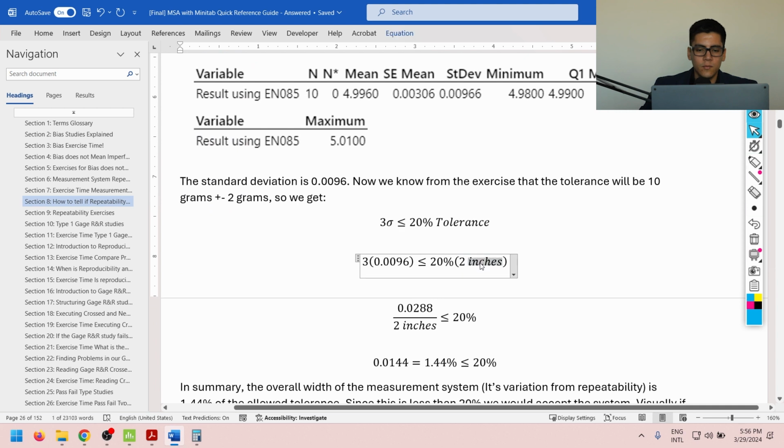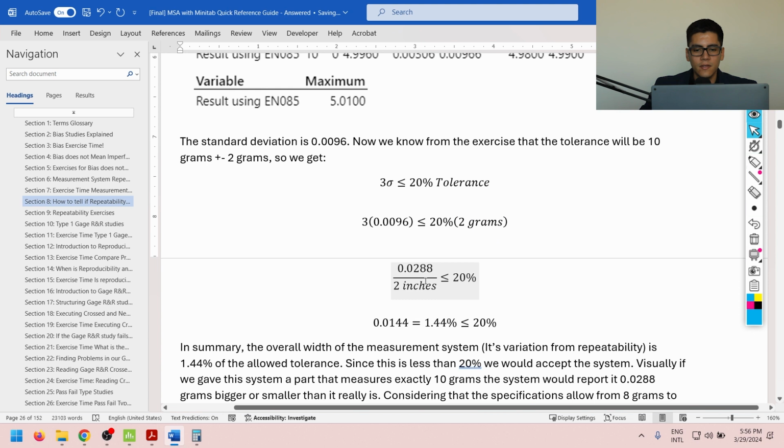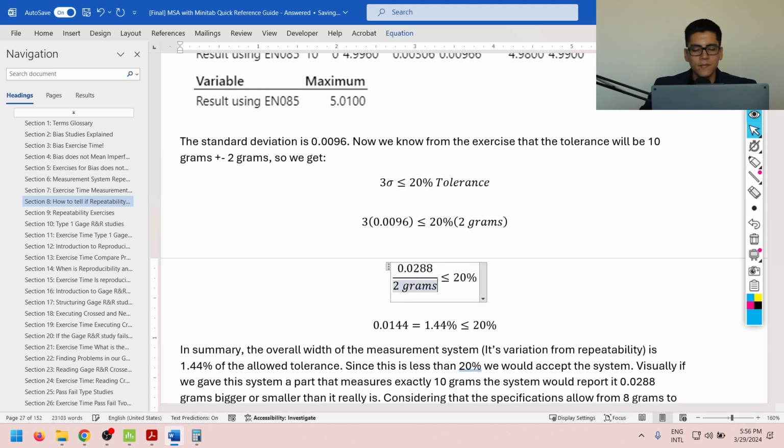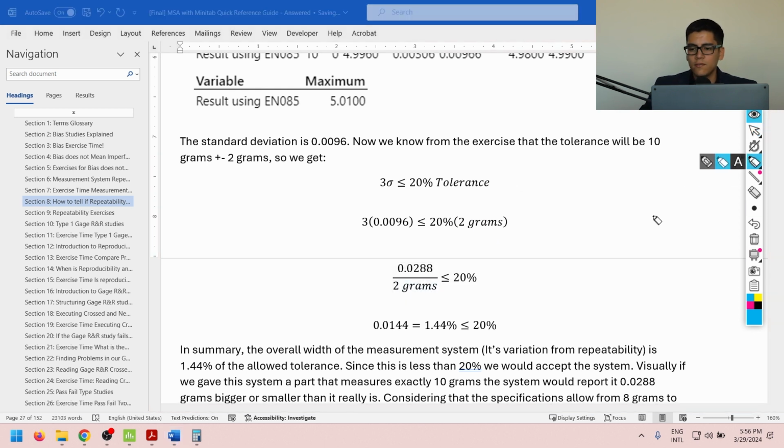So here, we typed in inches. Let's call this grams. There we go. That's a lot better. And let's call this 1 grams as well. Apologies for that. We'll make sure the file that you receive does not include those typos.